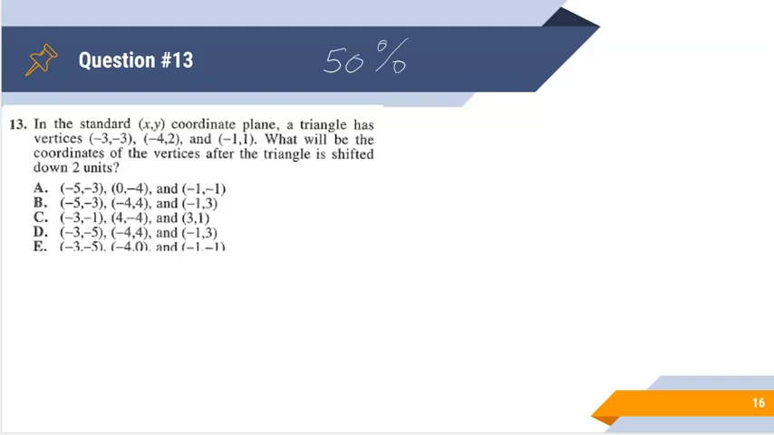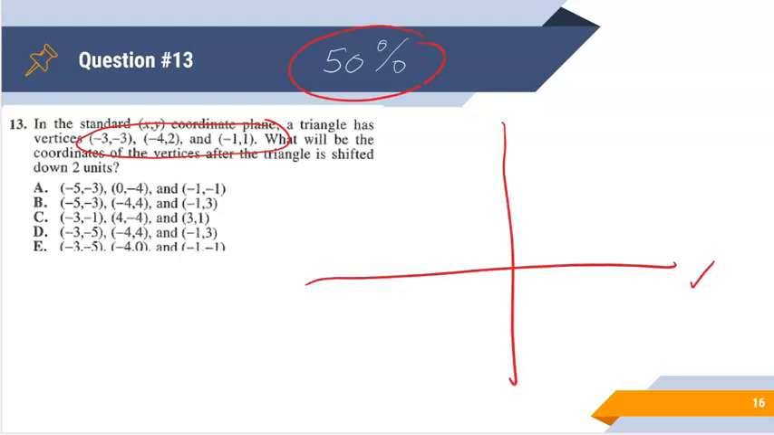Okay, number 13. We're given some points for a triangle, so the first thing I would probably do is graph out those points. And again, half of us got this right. Plot out the points. So let's see, negative 1, 1, 2, 2, and negative 3, negative 3. Helps to plot it out correctly. So here's our points, right?